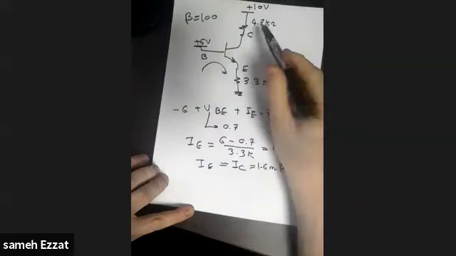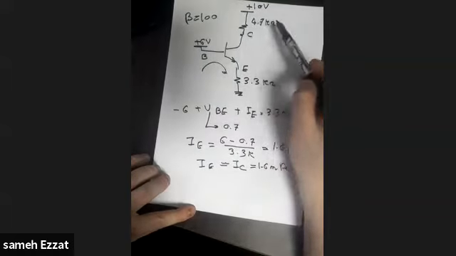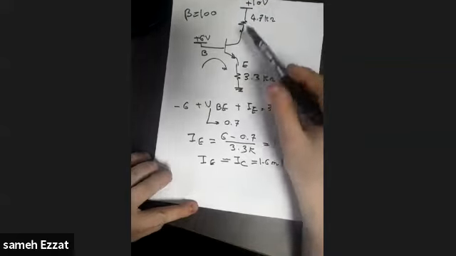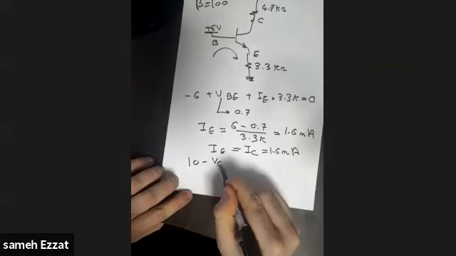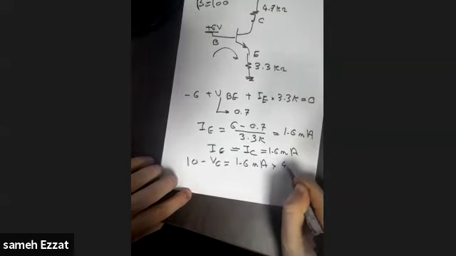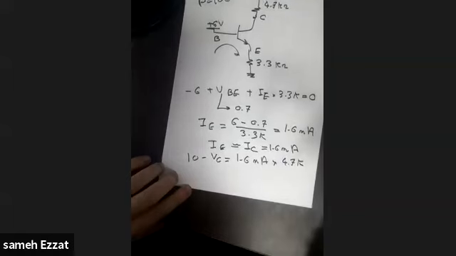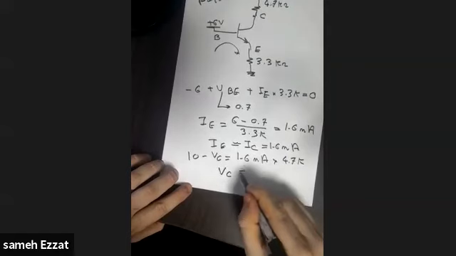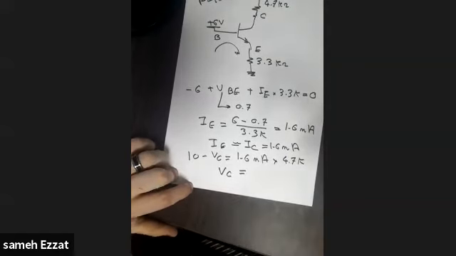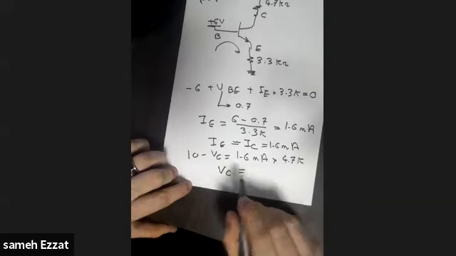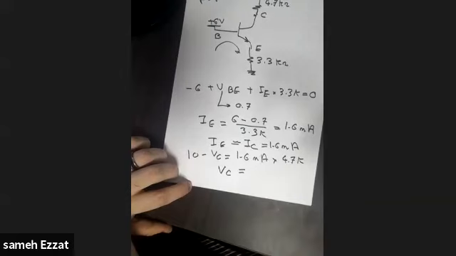Now the voltage drop on this resistance is basically 4.7K times 1.6 milliampere, which is equal to the 10 voltage minus VC. So 10 minus VC is equal to 1.6 milliampere times 4.7 kilo. Simple like that. With this simple equation, you can calculate VC. When you calculate VC, this is very important, you will find that VC is equal to 2.48 volts.